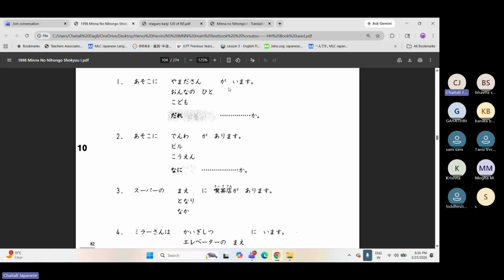Asoko ni Yamada-san ga imasu. Asoko ni, so there is Yamada-san. So ga imasu. Why? Because we are talking about Yamada-san. We are pinpointing his location there. Asoko ni onna no hito ga imasu. So there is a lady. Asoko ni kodomo ga imasu. There are children. The question here you can ask is dare. Asoko ni dare ga imasu ka. Who is there? Okay, are we clear everyone?